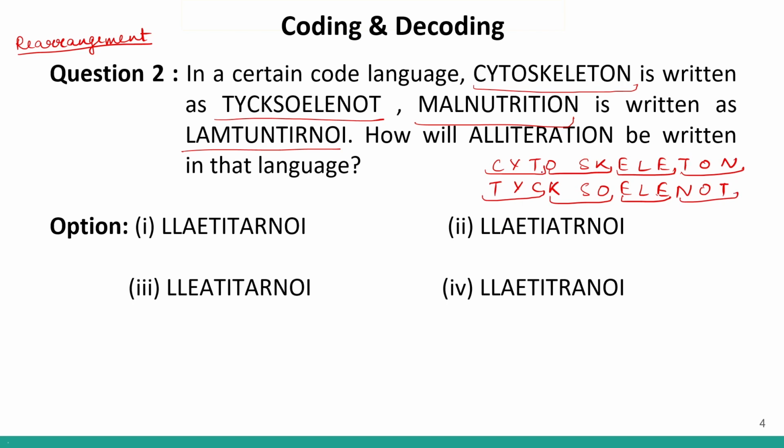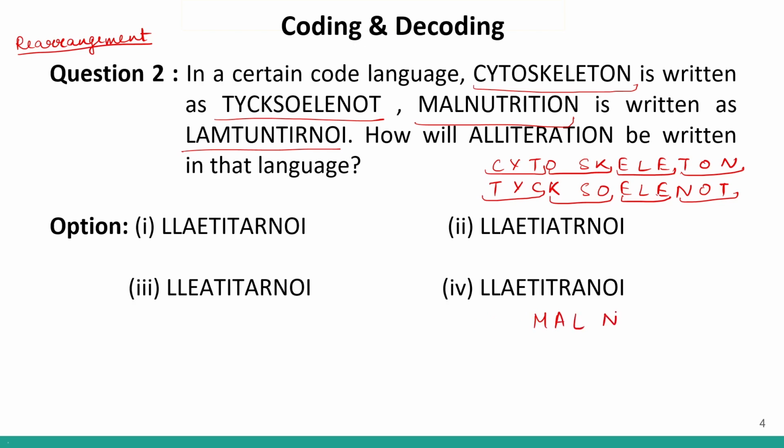So CYT is written as TYC. OSK is written as KSO. ELE reversed will be the same. TON is written as NOT. So they are reversed. So basically we have divided them in groups of 3 each, and we have reversed the order. So let us check if the same thing applies for MALNUTRITION as well.